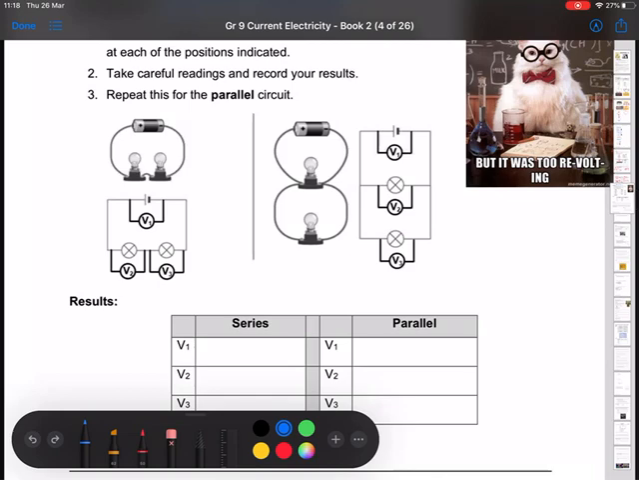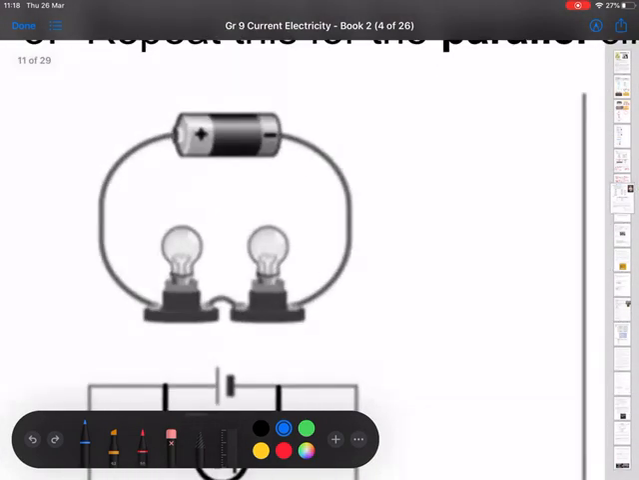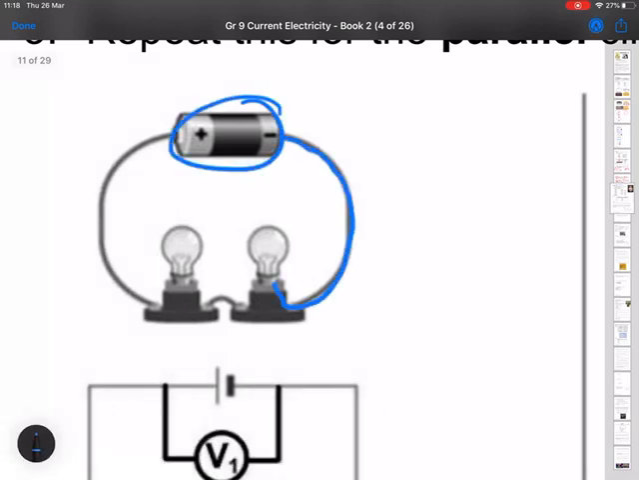Okay, so we've got two circuits. We've got a series circuit and a parallel circuit. Let's talk about the series circuit first. So here's a series circuit. We've got one cell, and we've got two light bulbs. There's only one path for current to take, so that's why we say that it's a series circuit.